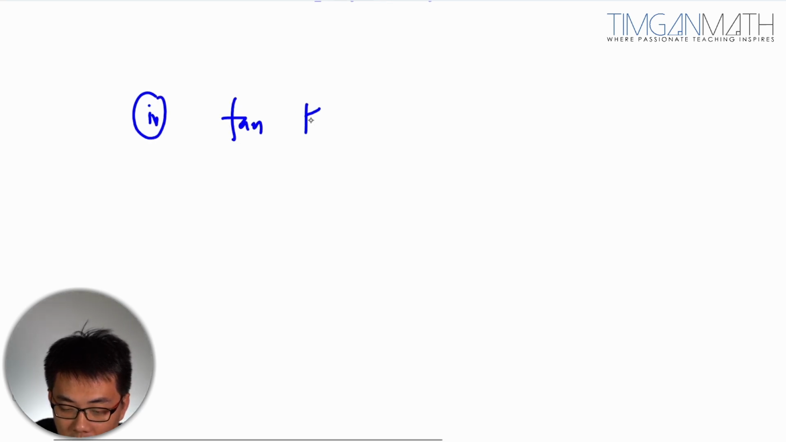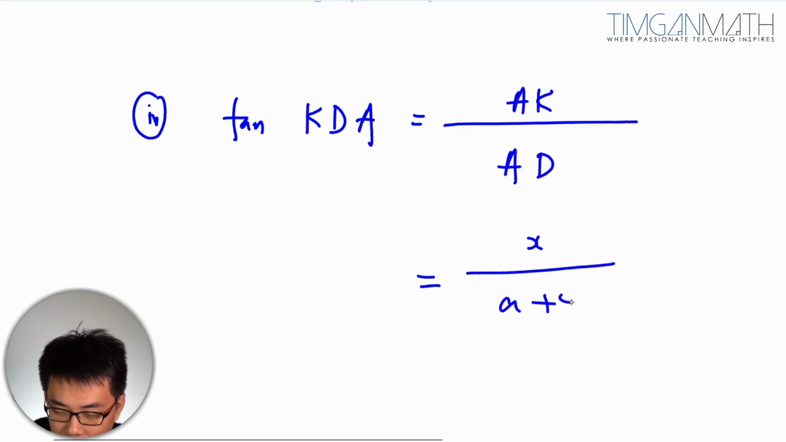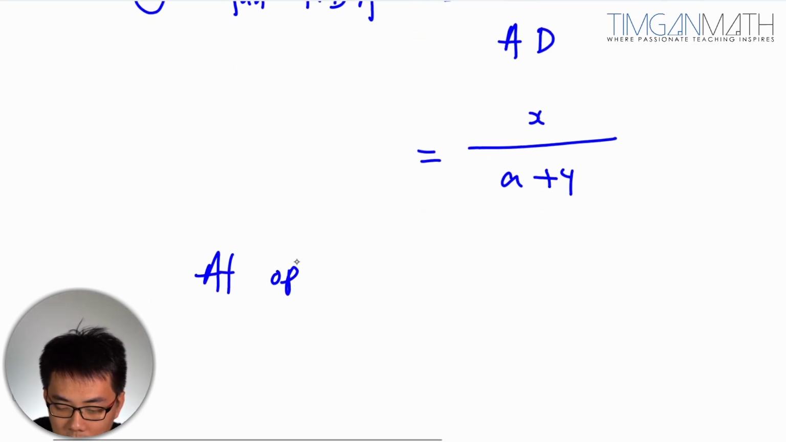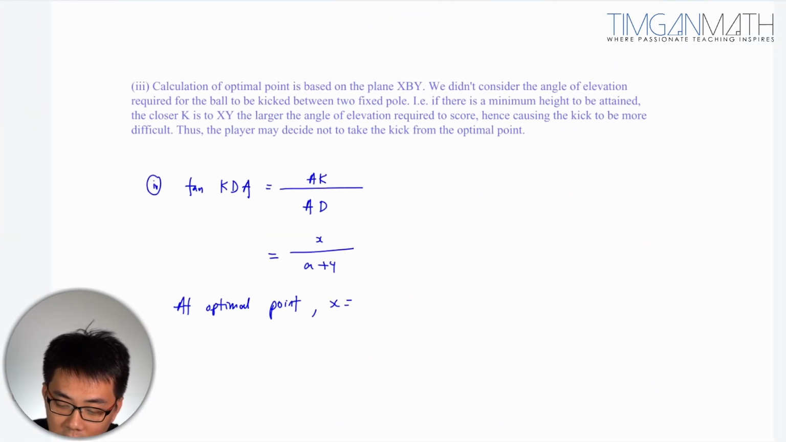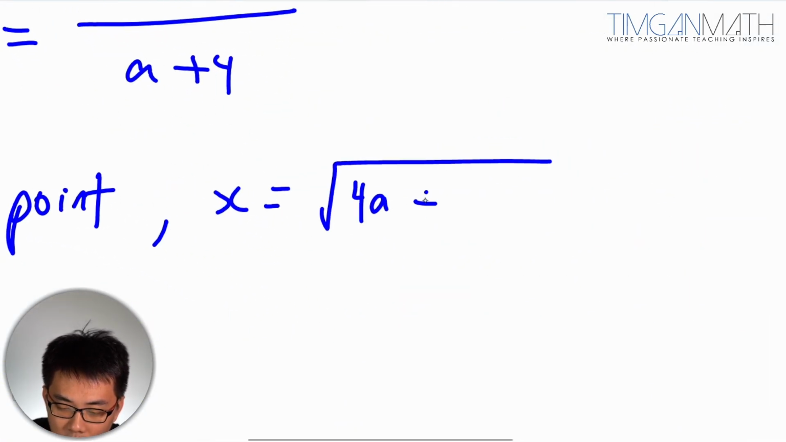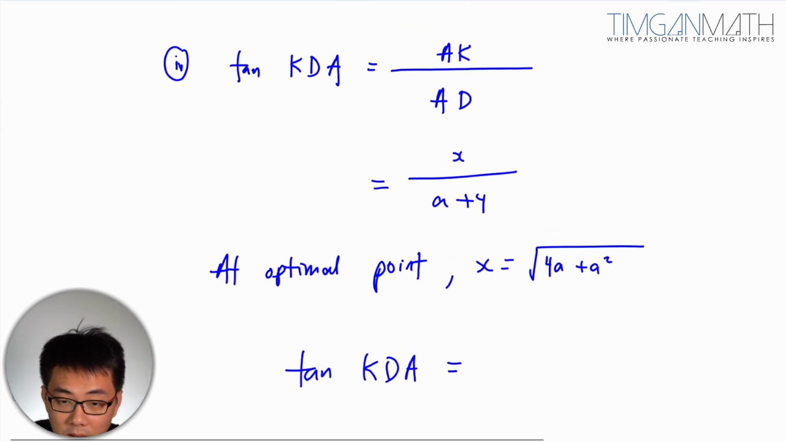Tangent KDA is equal to opposite over adjacent, which is x over AK, AK over AD, which is actually x over a plus 4. So at the optimal point, we know that x is equal to the square root of 4a plus a square. Then tangent KDA would then be the angle KDA. Right?